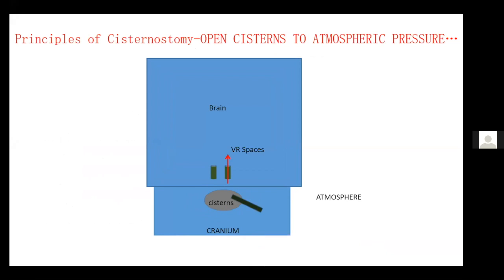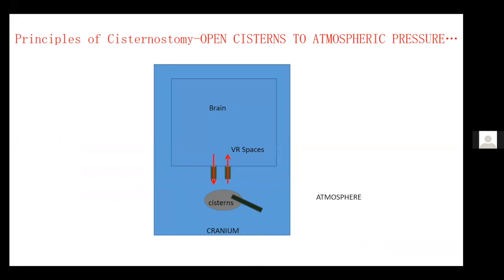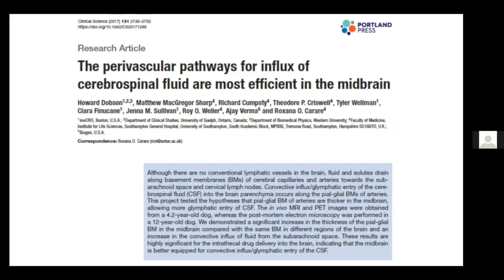So by the cystotomy, we can reduce brain edema. Actually, why do we put the drainage tube into the basal cistern? People wrote research in animals: the perivascular pathway for influx of cerebrospinal fluid is most efficient in the midbrain.